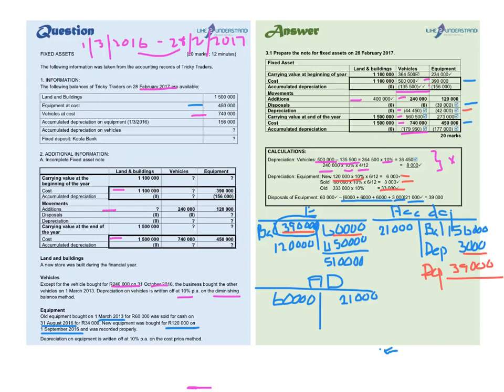The total on the credit side is 198,000 minus the 21,000 on the debit side will give me a closing balance of 177,000. So this closing balance in the equipment account I will show as the closing cost, and this balance in the accumulated depreciation account I will show as my total accumulated depreciation.